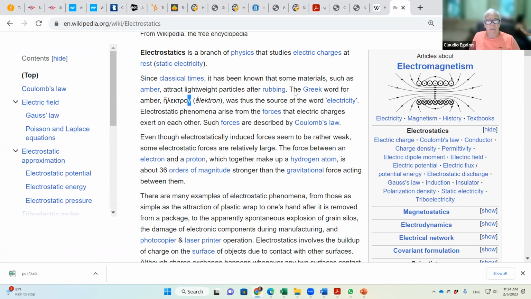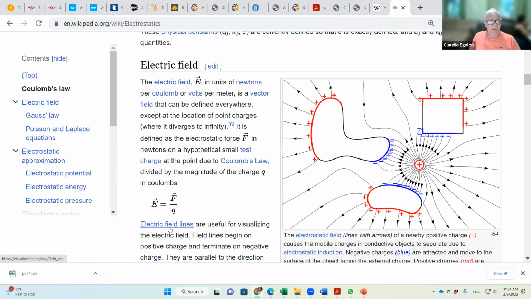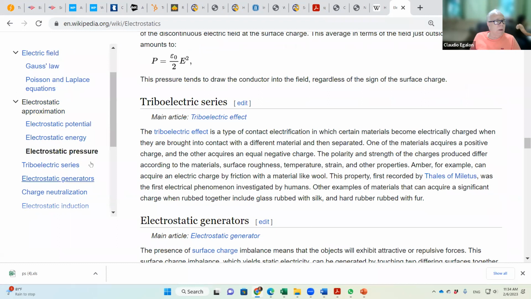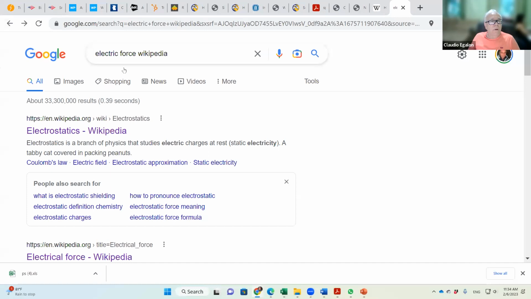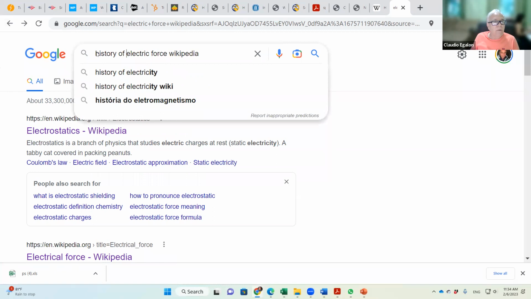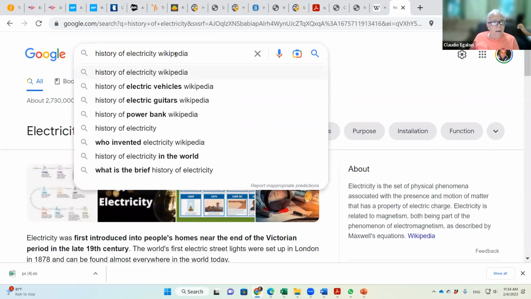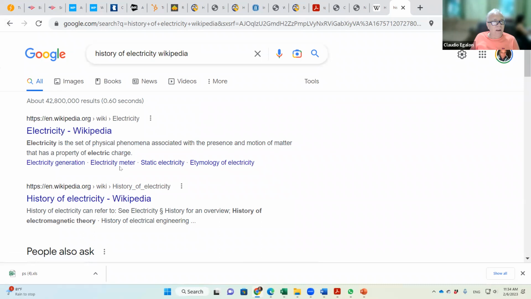Coulomb's law, let's see if they have a history here. I always like to, because history, they don't have it. What a shame. History of electrostatic, history of electric force, history of electricity. It's raining out there, okay? So there's a very good chance that my electricity is going to go away. Let's see if they have the history here.